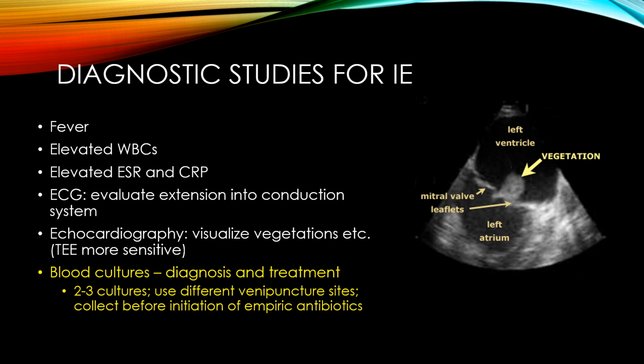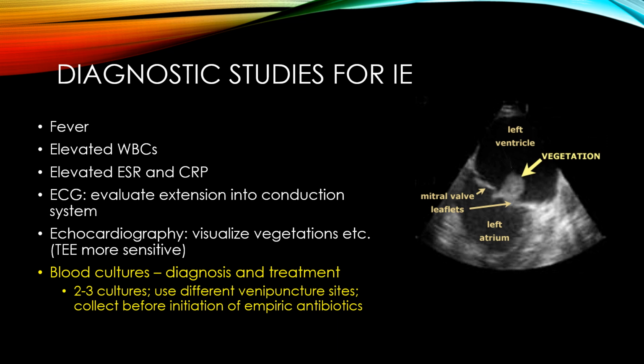Diagnostic studies for infectious endocarditis. Again, the patient usually comes in with a fever because they're bacteremic. Elevated white blood cells, again fighting off the infection and releasing inflammatory mediators, which would cause the fever. Inflammatory markers like ESR and CRP would be elevated. The ECG: now, there's no specific ECG finding for this. It really depends on what's happening to the heart. For instance, if it's eroded into the conduction system, you might see a heart block, or some other type of dysrhythmia.